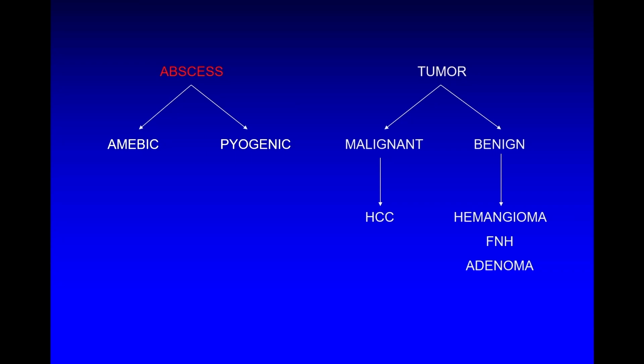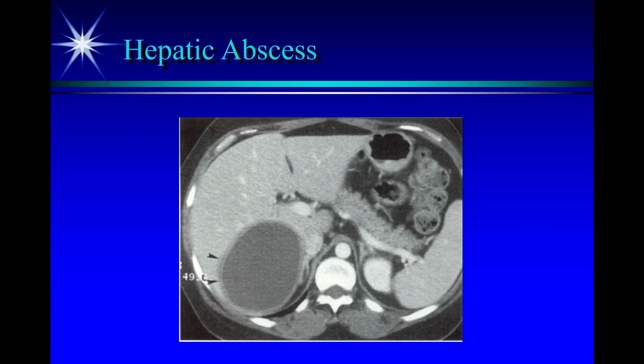So the first distinction you have to make when you see a mass lesion in the liver is, is this an abscess or a tumor? And that distinction is actually fairly easy, because what is an abscess? An abscess is basically a pocket of infected material, inflammation, and so it's essentially a large infectious nidus in the liver.